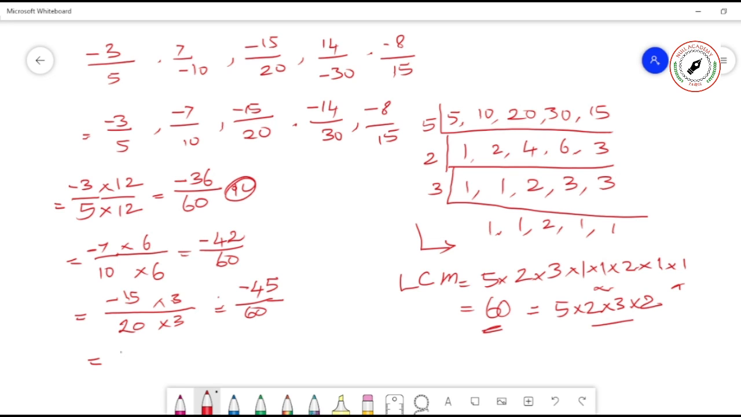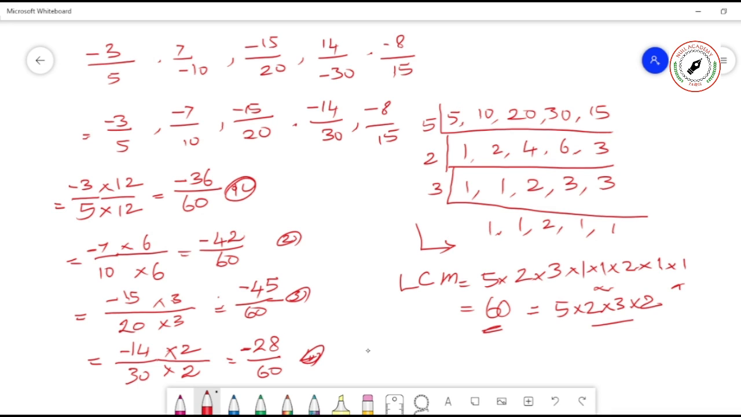Then what is the fourth one? Minus 14 divided by 30. How much do you need? 60. 30 into how much? 30 2s are 60. First you just hide the 0 and then try. 3 2s are 6. So similarly, what do you have to get? 2. 14 2s are 28. Okay, this is the second one, this is the third one, this is the fourth one.